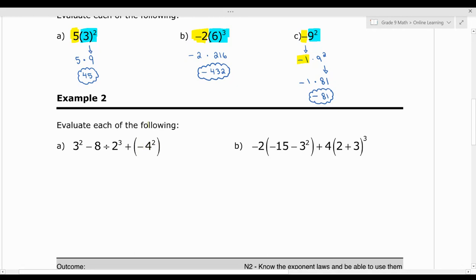So I'm going to skip the brackets for a second and just focus in on my powers. So I'm going to evaluate this, and evaluate this, and then be careful. The 4 to the power 2, that's the power. So the negative is a coefficient in front. So I will get 9 minus 8 divided by 8 plus, this is not part of the power, so minus, maybe I think of it as minus 1 times 16.